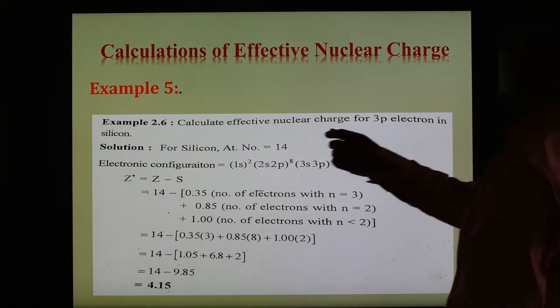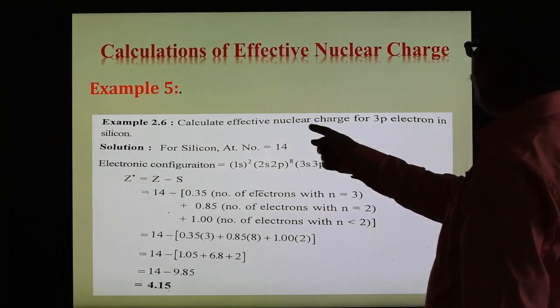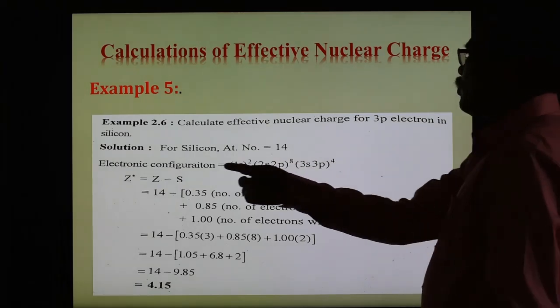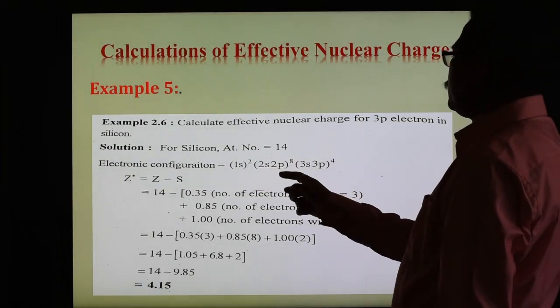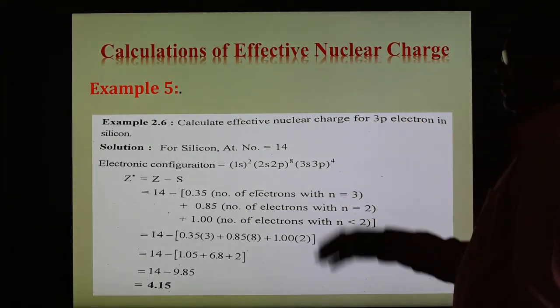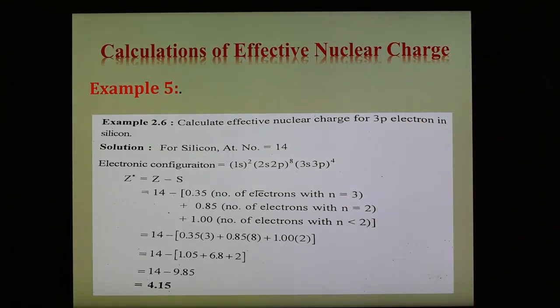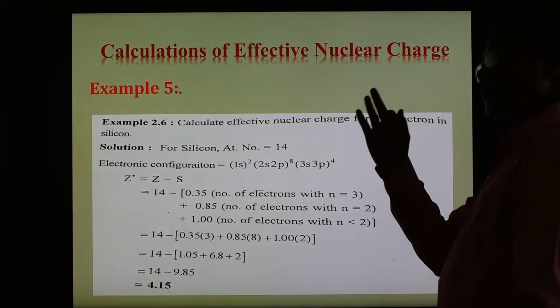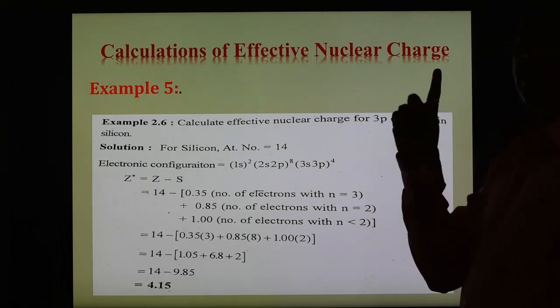Now example number 5: calculate the effective nuclear charge for the 3p electrons in silicon. The atomic number of silicon is 14. So the configuration is 1s2, 2s2p8, 3s3p4. We have to write the configuration in the order and in these groups. Now in the outer shell there are 4 electrons in this group. Out of 4 we can take 3 for the screening constant. The last electron does not contribute.